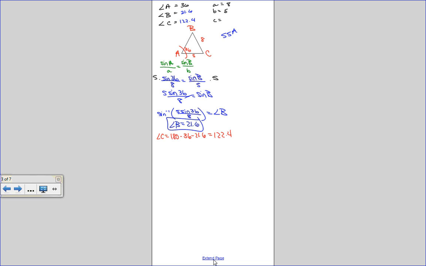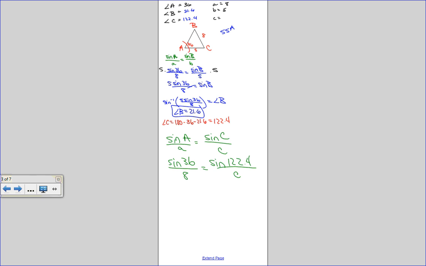So I'm going to use the sine of A over A is equal to the sine of C over little c. Angle A is 36 degrees, side A is 8, angle C is 122.4, and I do not know little c. So how do I find little c? Cross multiply. C times the sine of 36 is equal to 8 times the sine of 122.4.